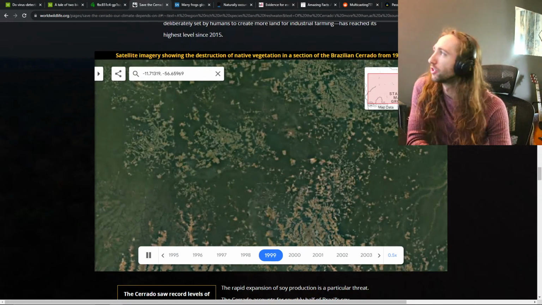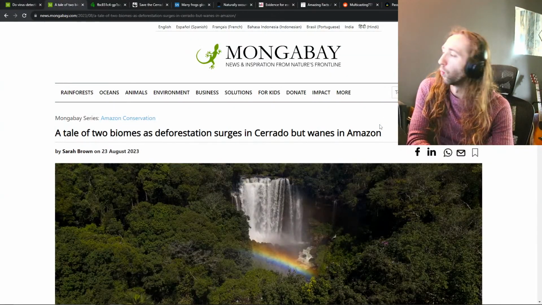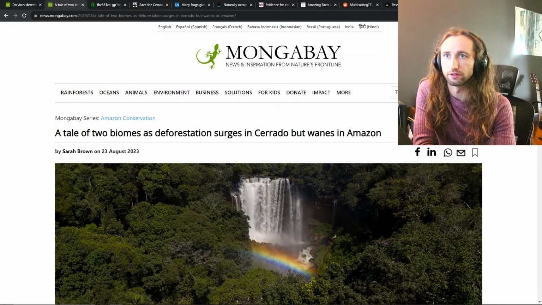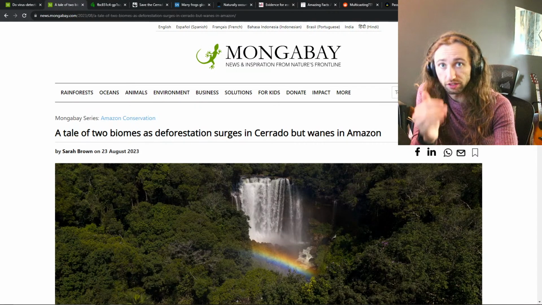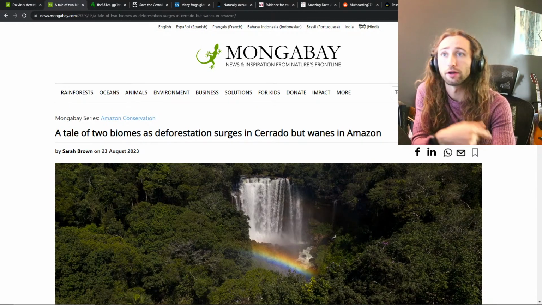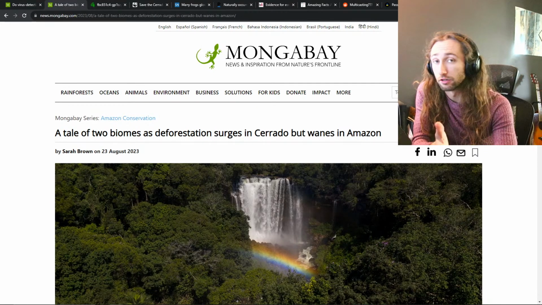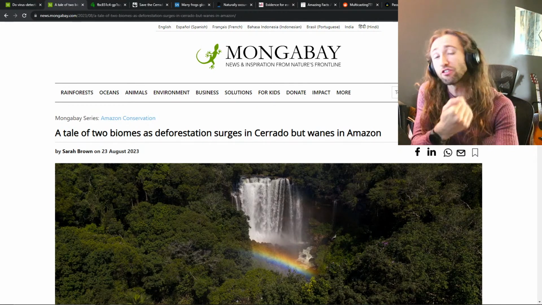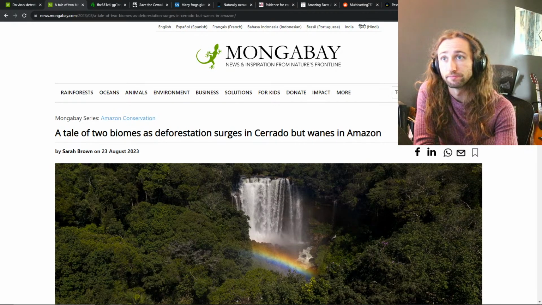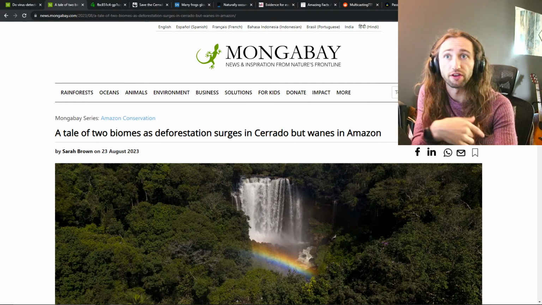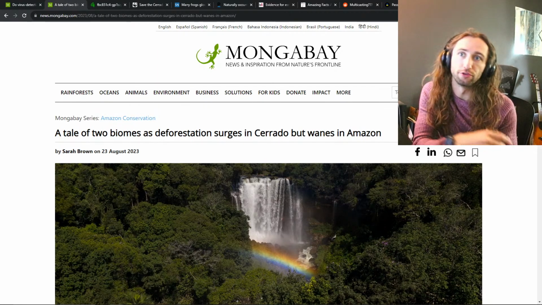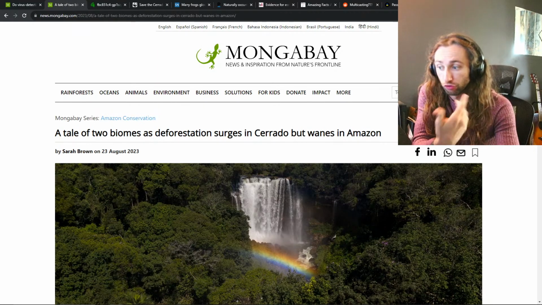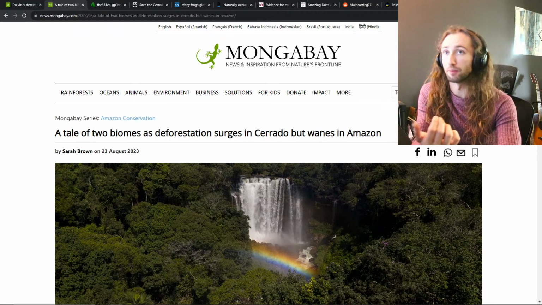But what is actually going on here? Why is it actually surging in the Cerrado? Because deforestation is becoming a greater and greater effect. And in the Amazon, deforestation is actually declining. In the first half of the year, we've actually seen deforestation rates plummet, partially due to new political influences and also the fact that people have been screaming to please stop destroying the Amazon for decades.